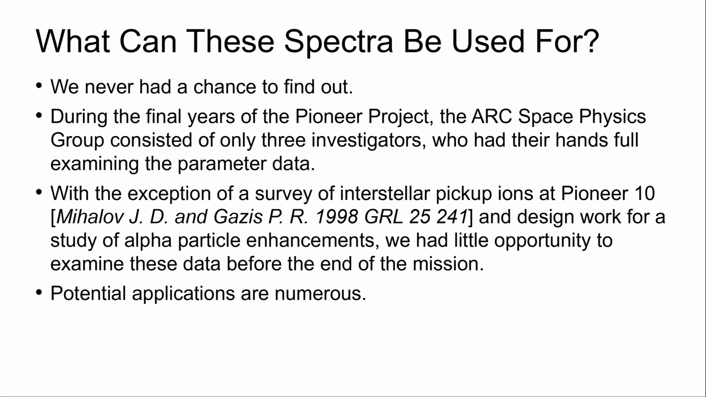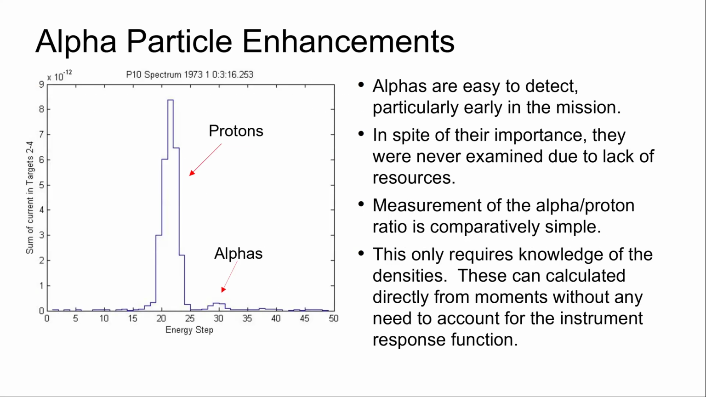But the potential uses of these spectra are quite enormous. I'll start talking about a few of them. The first, my favorite, would be a study of alpha particle enhancements. It's easy to detect the alpha particles, and they show up as a separate peak that's about 5 energy steps to the right of the proton peak. And as I say, we never had a chance to look at them. I started working on analysis code for this, and then I had to drop the project because I just didn't have time.